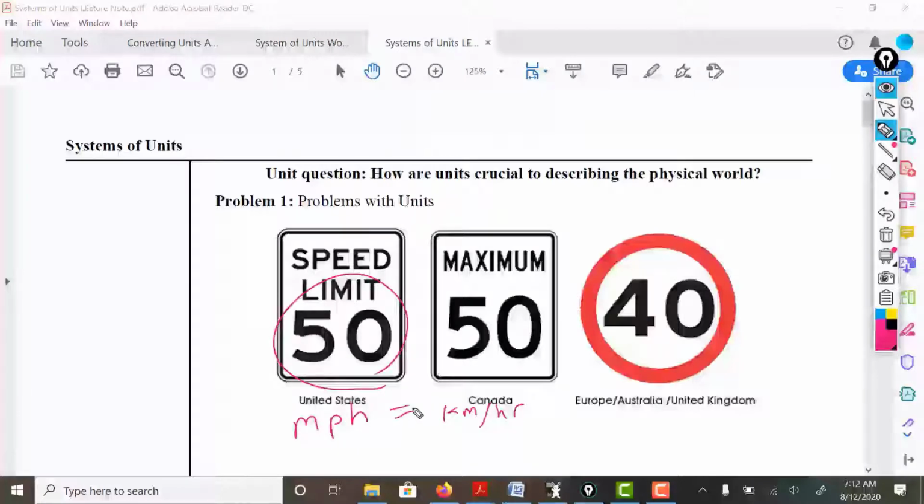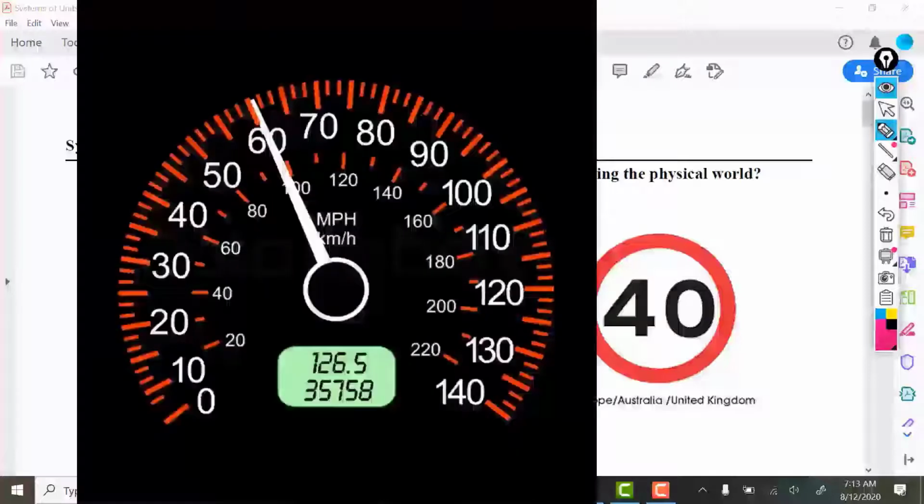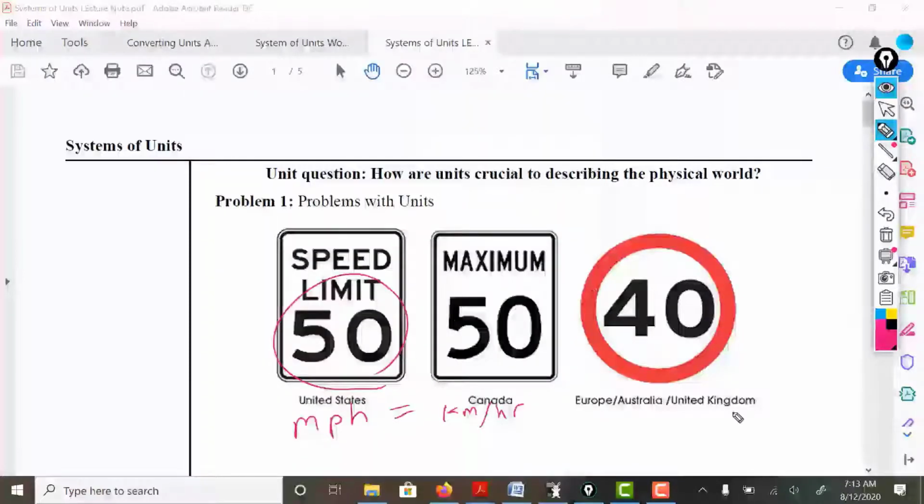If you've never noticed, you look at your car speedometer, and you'll notice that there's two sets of numbers going around that circle. Then you move on to somewhere like Australia or Europe or United Kingdom, and you see something like this. Notice how difficult this is. All we see are numbers, but we don't know what units they have. Units are a very important thing, right?